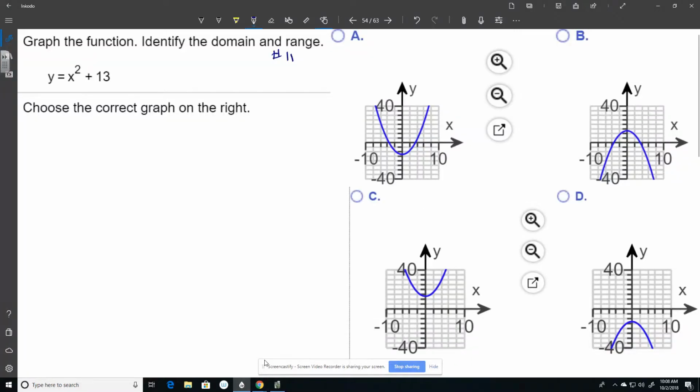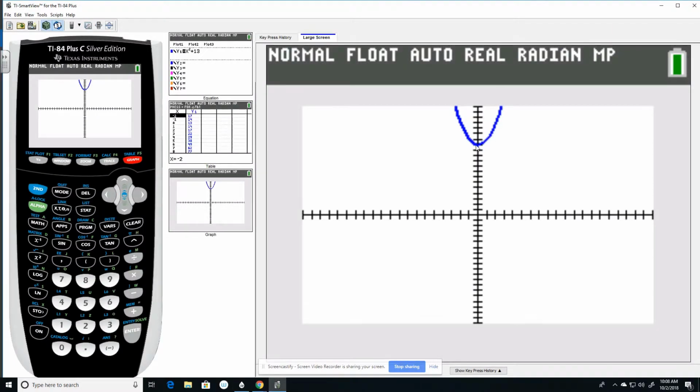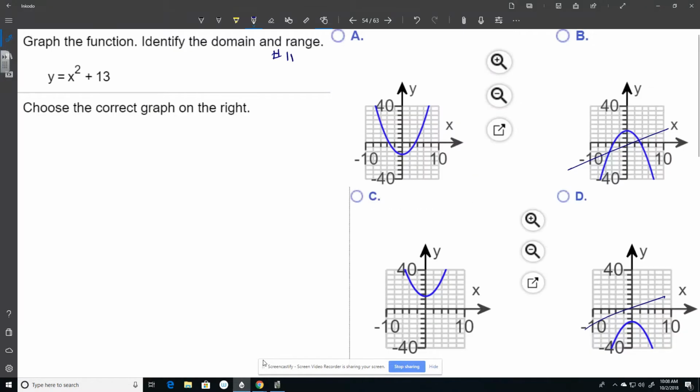So when I look at my picture, it's definitely not that one and it's definitely not that one. So now I just need to know, does it start below the x-axis or above? If I look at my picture again, it's above the x-axis. So this one doesn't work. So my correct answer would be C. This is what the graph looks like.